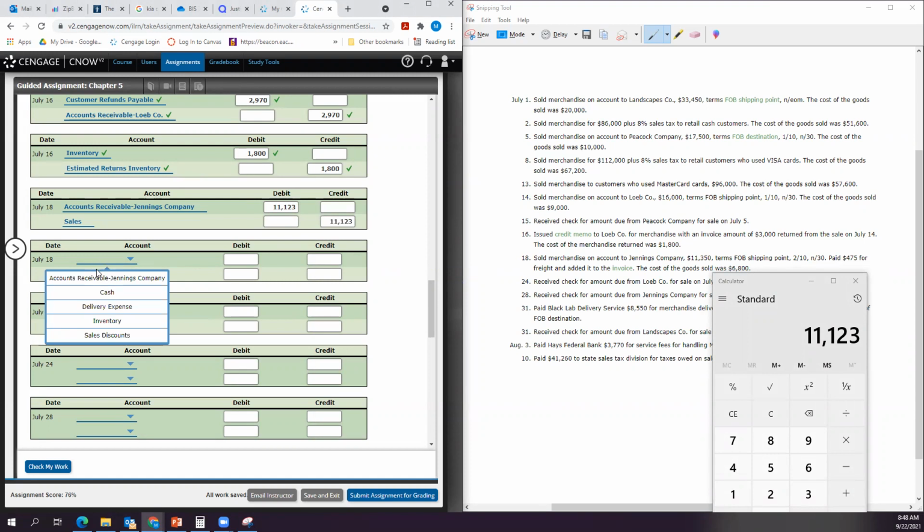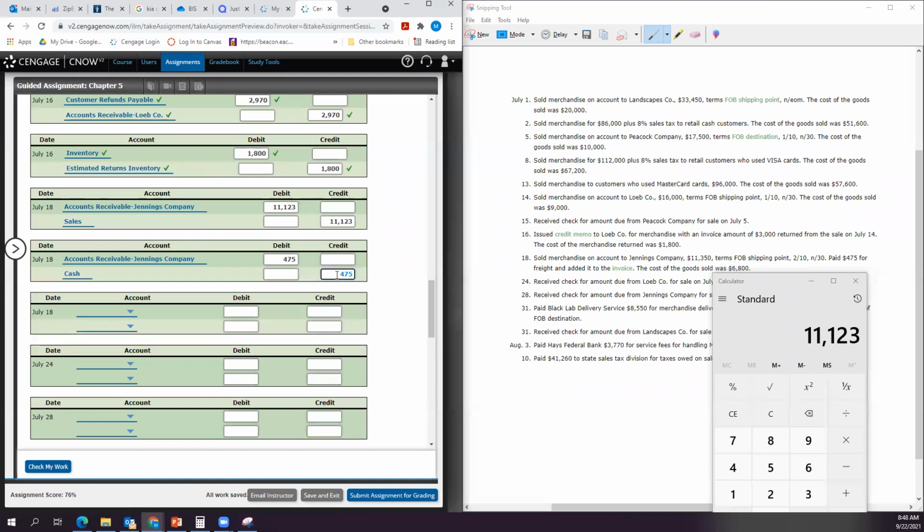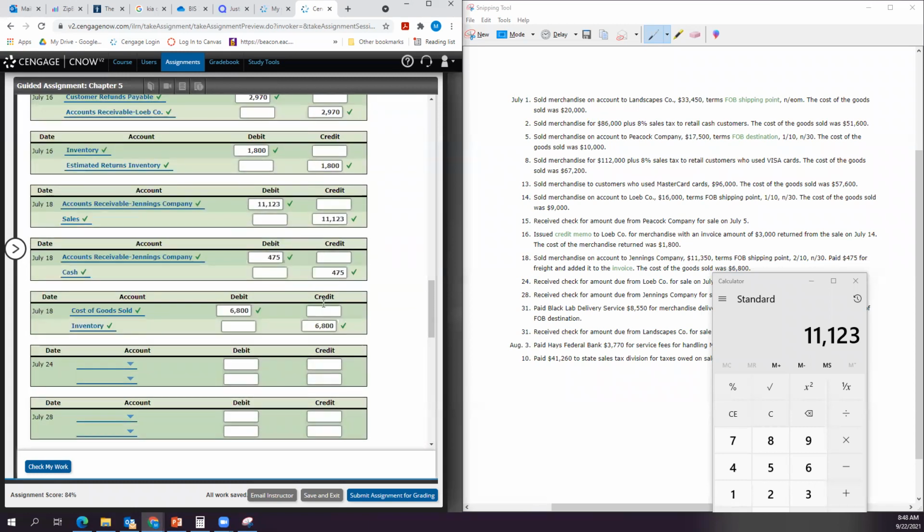The second thing I'll deal with is this $475 freight that we added to our invoice. So again, since we added it to the invoice, they're going to owe us for it. And we paid it, so it should be our cash going down. And then the last thing is going to be us dealing with our cost on this. So cost of goods sold was $6,800. So cost of goods sold and inventory, $6,800. Let's check that, make sure we got it all right.